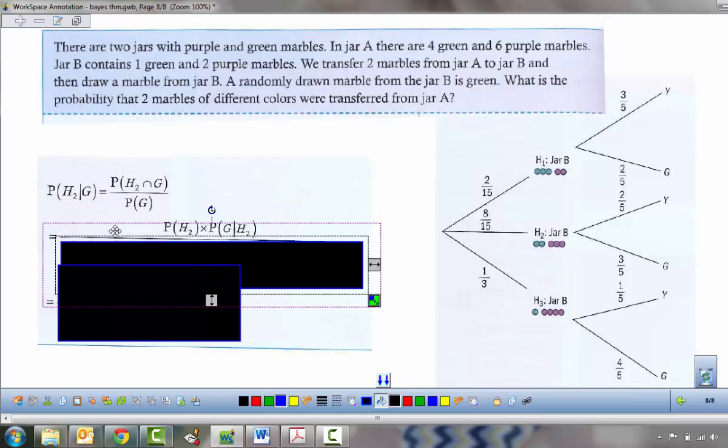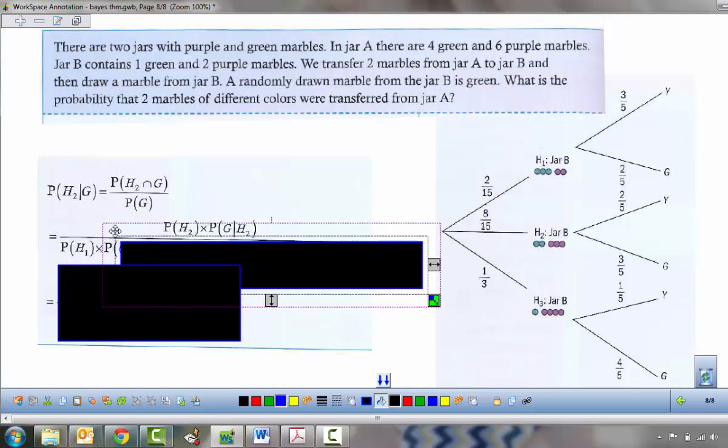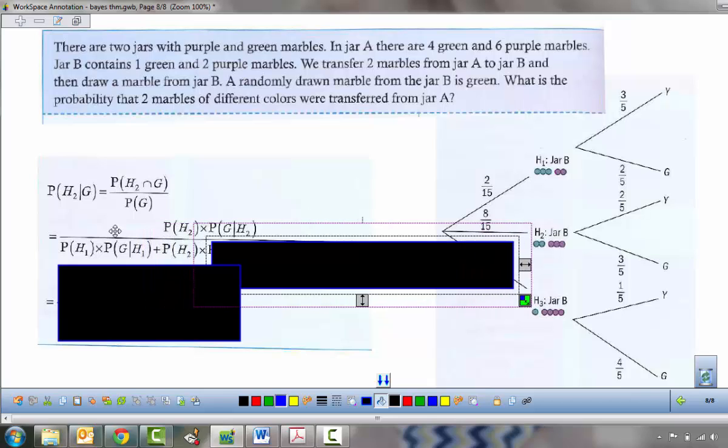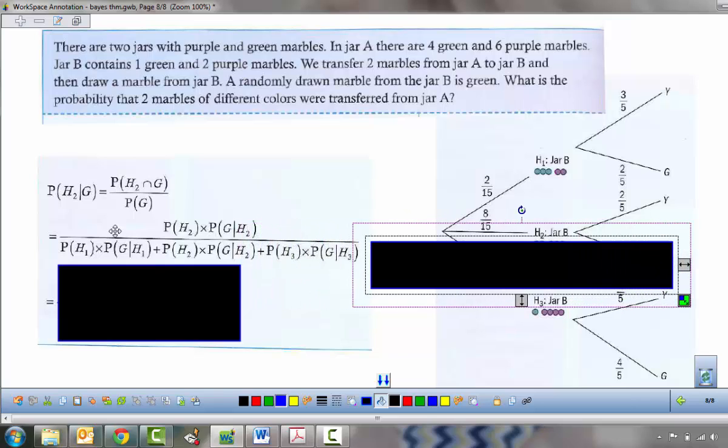So the numerator, we should have probability of H2 times probability of green given H2. In the denominator, remember, it starts the same way. That's the probability of green given H1, and then we have H2, and then we have H3.